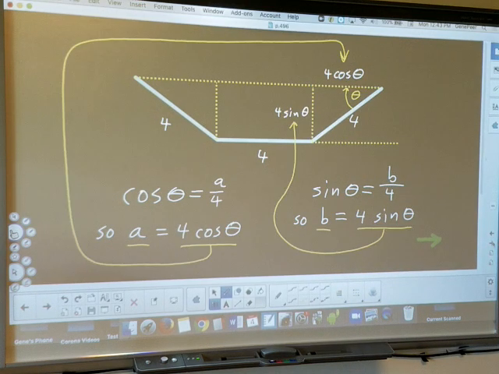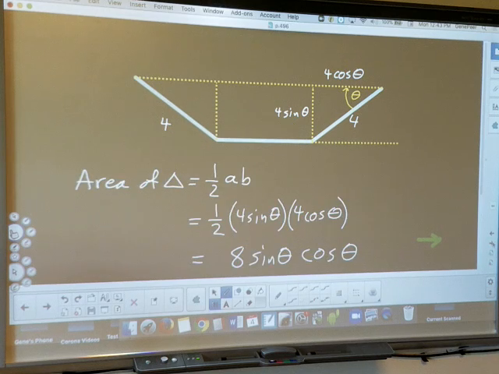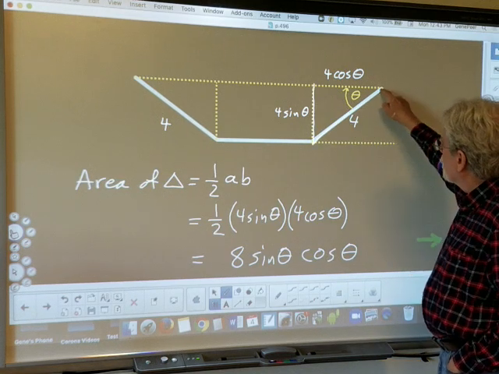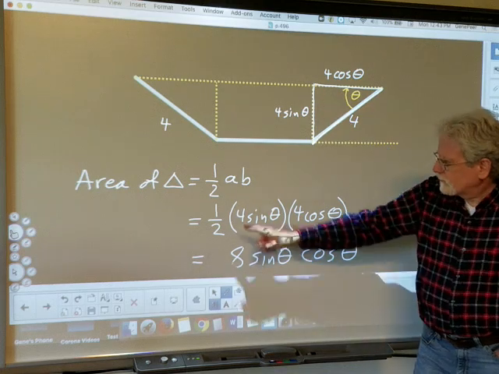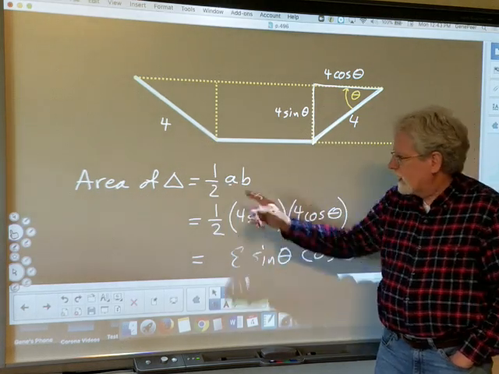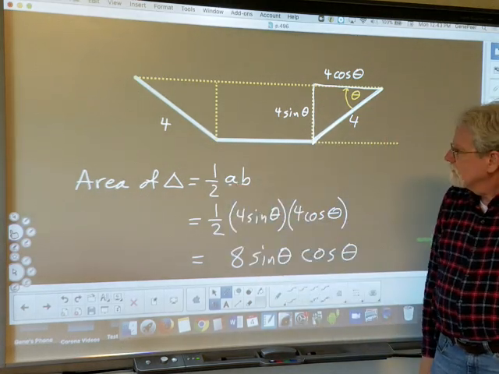Next screen. Alright, so that's simply filling in the gaps here. Okay, moving on to the next screen then. So now, what's the area of this triangle? Well, the area of any triangle is going to be 1/2 a times b, right? 1/2 times the base times the height.